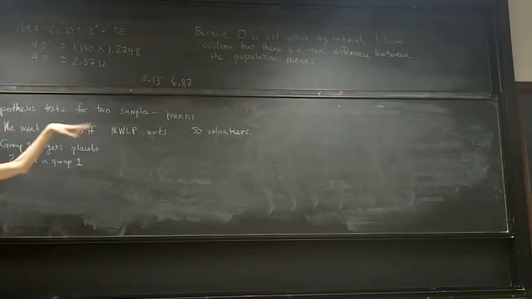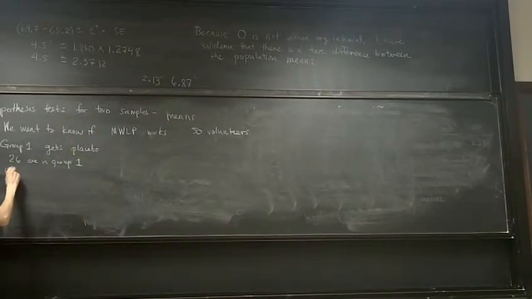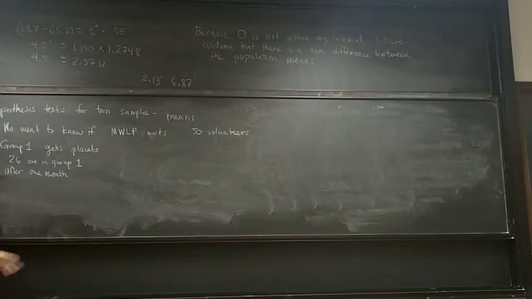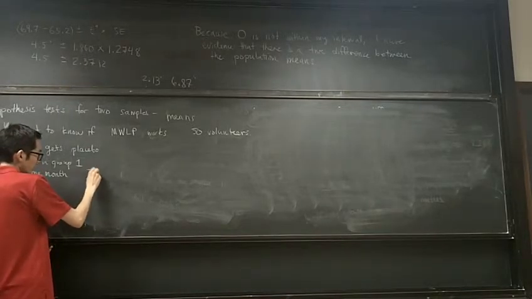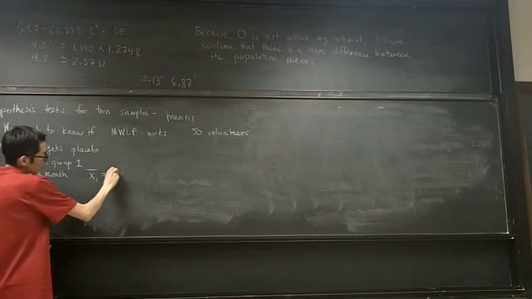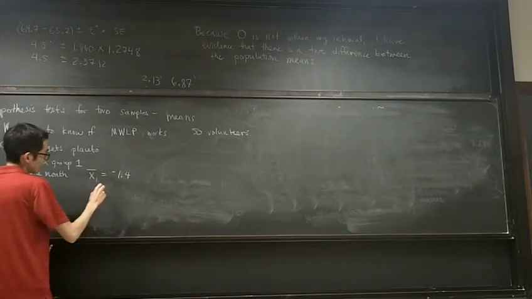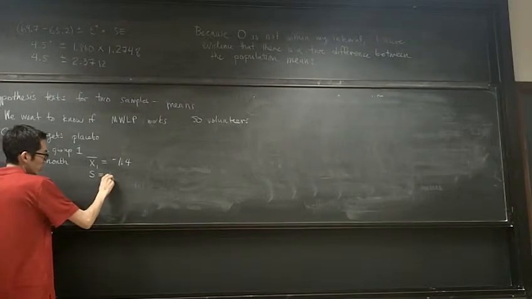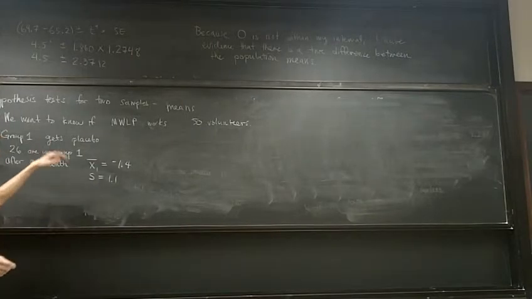And they all take the pill for, I don't know, a month. Okay, so after 1 month, they all lost an average. So let's say the average weight loss is X bar 1. As everybody lost, the average weight loss is 1.4 pounds, okay? With a standard deviation of 1.1 pound. Is that okay? So that's group 1.